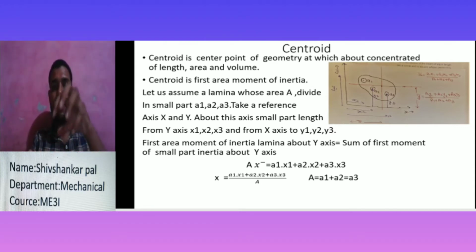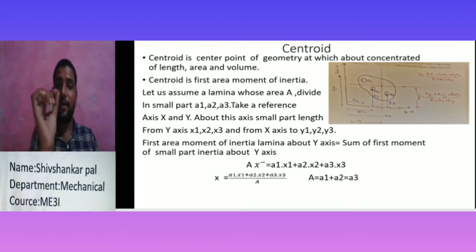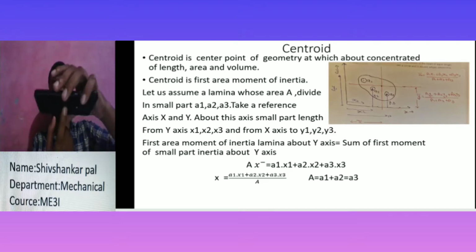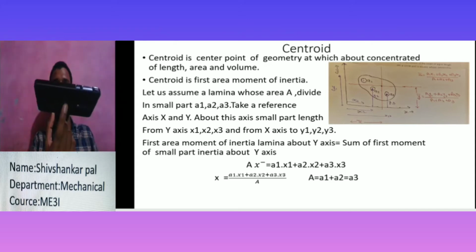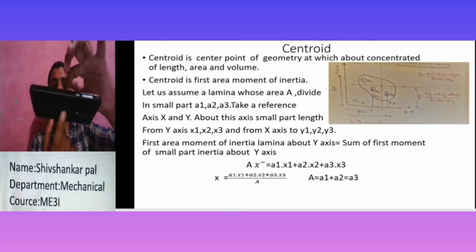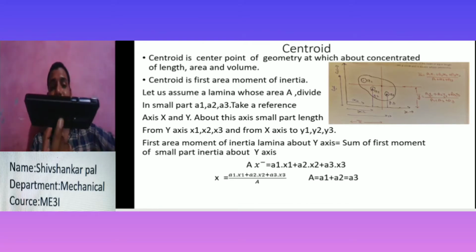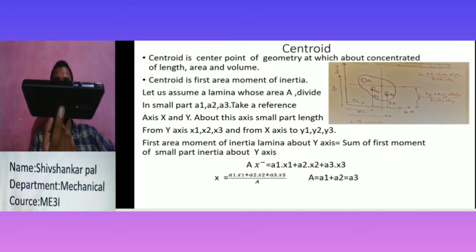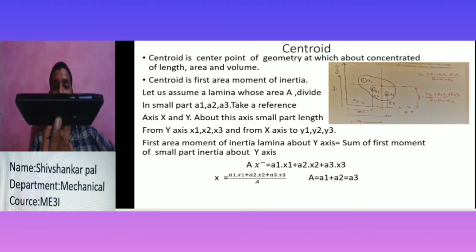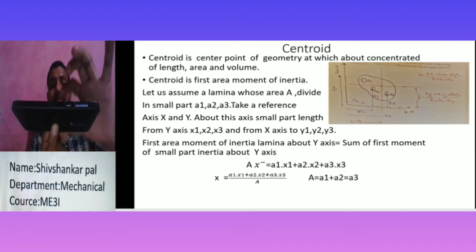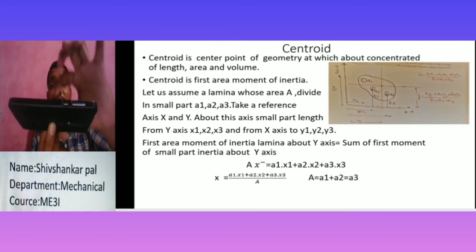Second is center of gravity. A point about which mass is concentrated is known as the center of gravity. For example, a point about which the whole mass is concentrated. In an object, the point at which the whole mass is concentrated is known as the center of gravity.